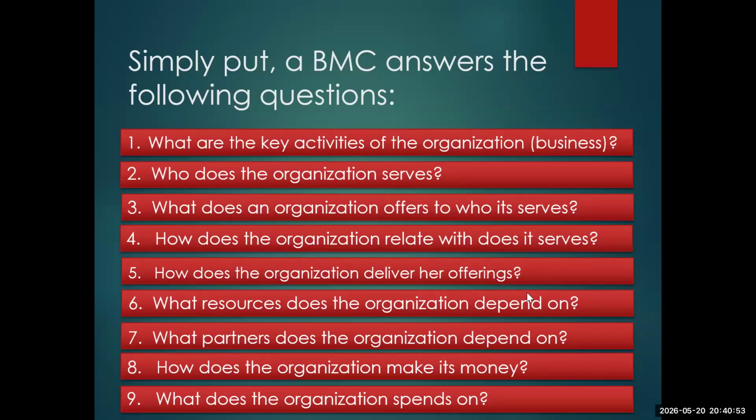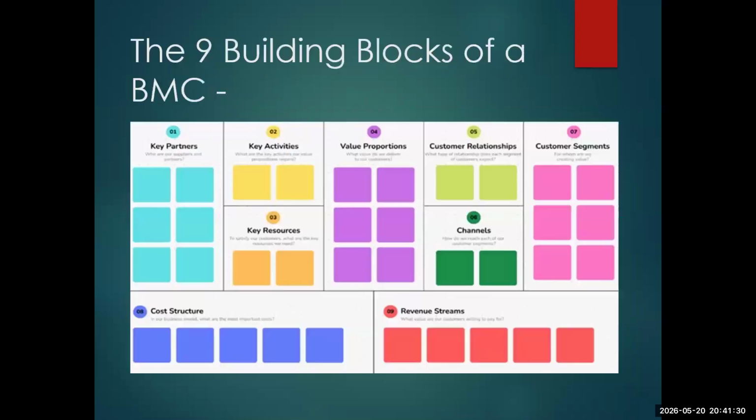How does the organization relate with those it serves? In other words, how does it relate with the customer? How does the organization deliver her offerings? What resources does the organization depend on? What partners does the organization depend on? How does the organization make its money? And what does the organization spend its money on? These are the core questions that a business model canvas will give you answers to as a BA, right? So we'll carry on here.